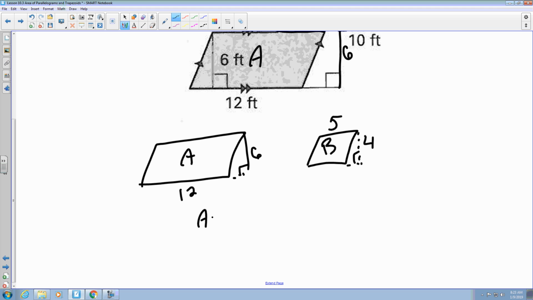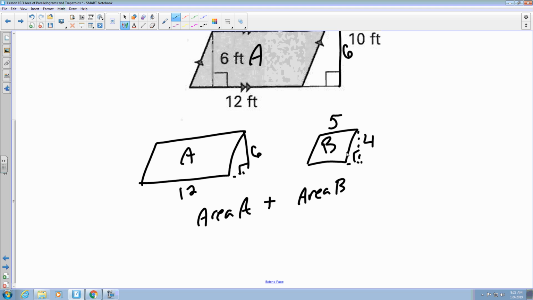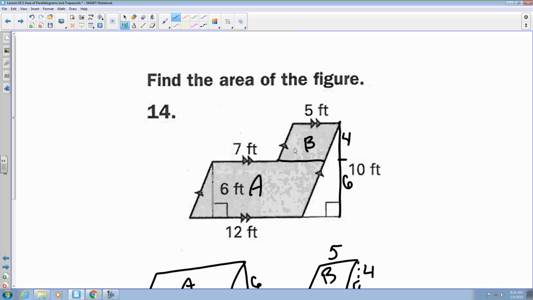So we're going to find the area of object A, and we're going to add it to the area of object B, and then that's where we'll find the area of this figure. So if I go over here, this is a parallelogram. It's going to be base times the height. In this case, base is 12 times 6, plus, and over here with B, my base is 5 times the height, which is 4. So 12 times 6 is 72 plus 5 times 4, which is 20. 72 plus 20 is 92, and so the area of that total figure is 92 square feet.